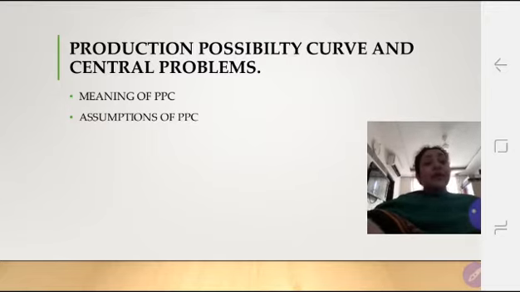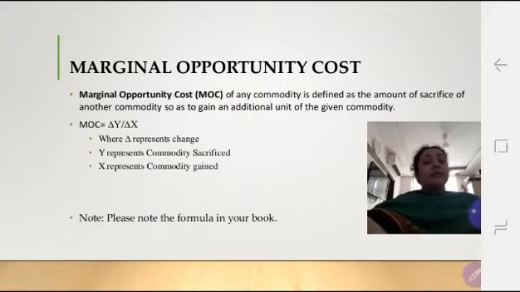So as we have understood the meaning of efficiency, you should know that if an economy wants to produce more of one good, it has to sacrifice some quantity of the other good, right? So with this note, we will understand the meaning of MOC, marginal opportunity cost, which says MOC of any commodity is defined as the amount of sacrifice of another commodity so as to gain an additional unit of the given commodity.